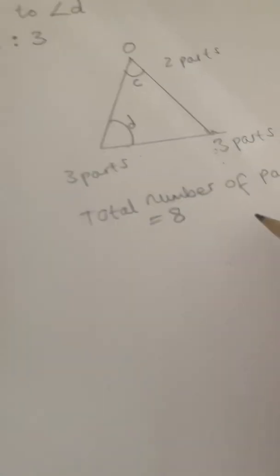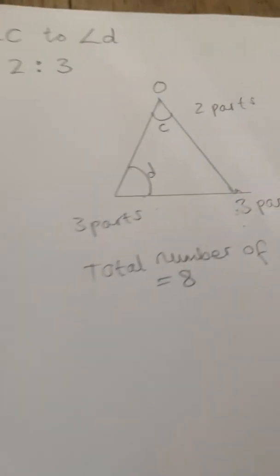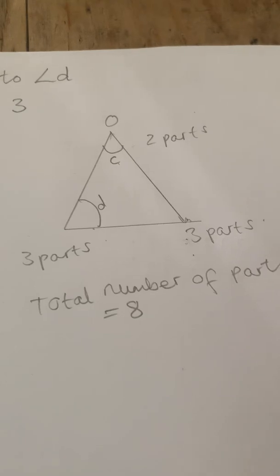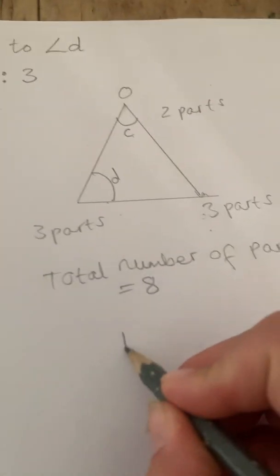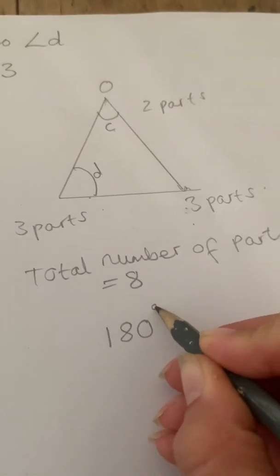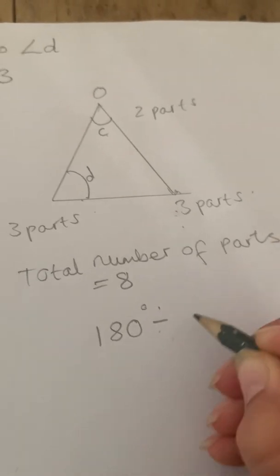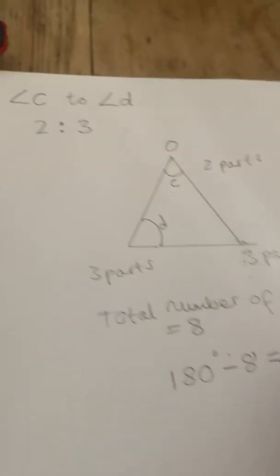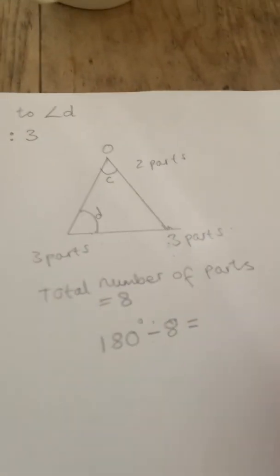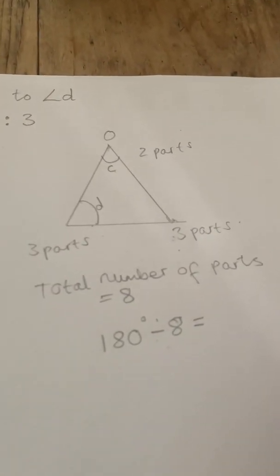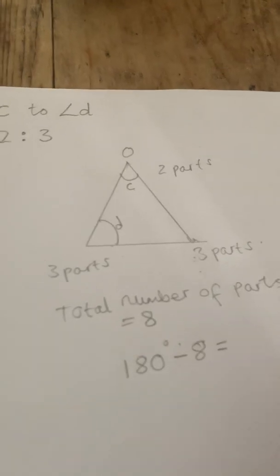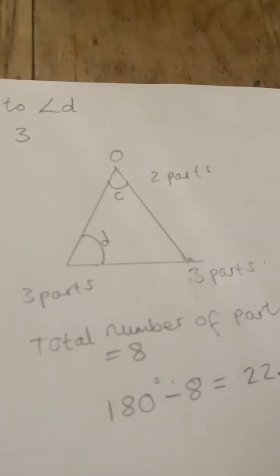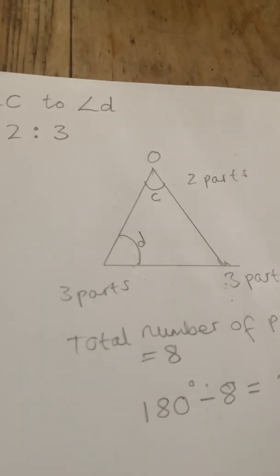Now, going back to this, we're now going to use our knowledge of the angles of a triangle adding up to 180 degrees, and we're going to divide 180 degrees by 8. And it is going to leave us with a decimal number. I'll let you have a go at that. Okay, so you should have got the answer of 22.5 degrees, and that is telling us what 1 part is.